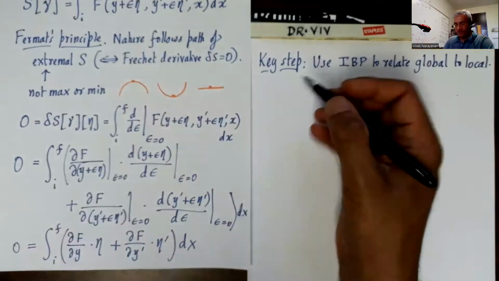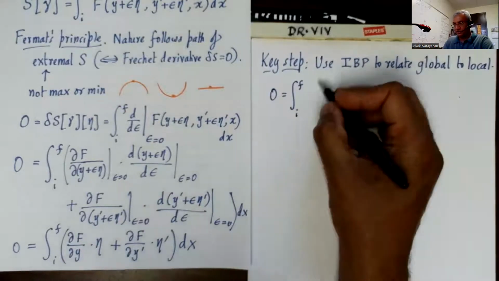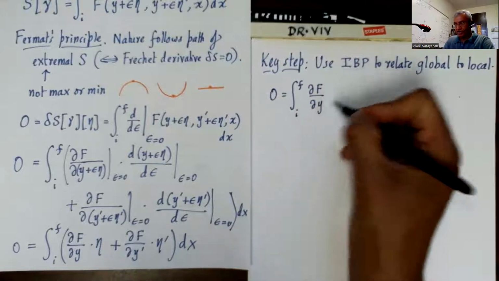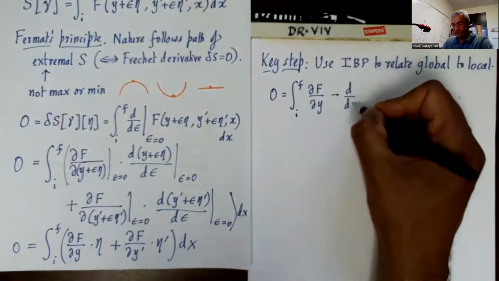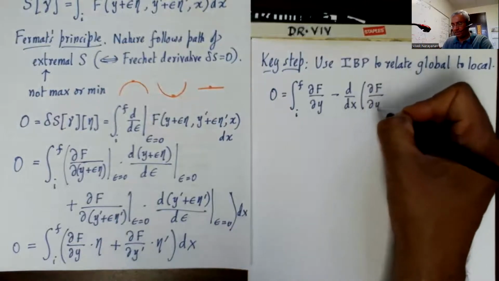Let's see how that works out. Well, I can write this as the integral from I to F. The first term I'll leave unchanged. The second term I'm going to write as d by dx of del F over del y prime.